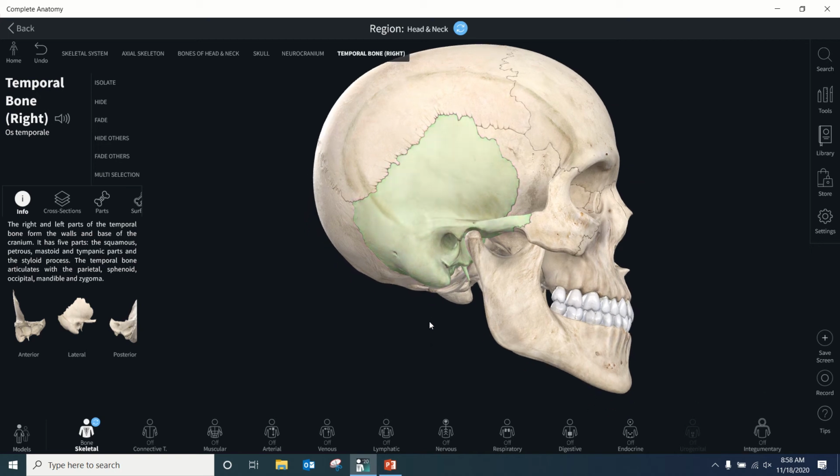And then two other important features on the temporal bone. The first is right here. This is called the mastoid process, and the other one is right here, and that's called the styloid process. Between those two processes, you've got important sites for insertions of neck muscles.